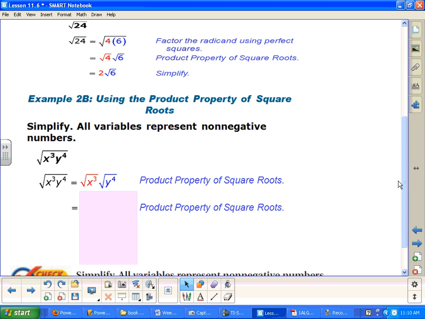Now, is x cubed a perfect square? It's not, is it? Can I write it as the product of a perfect square and something else? Cheyenne, what could I do? You don't know? Anybody know what I could do? Lexi? It's x times x squared, right? I could write x cubed as x times x squared.